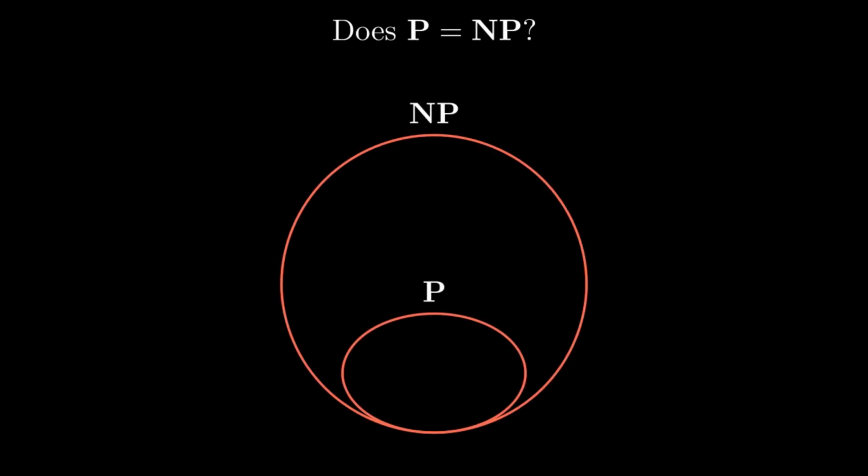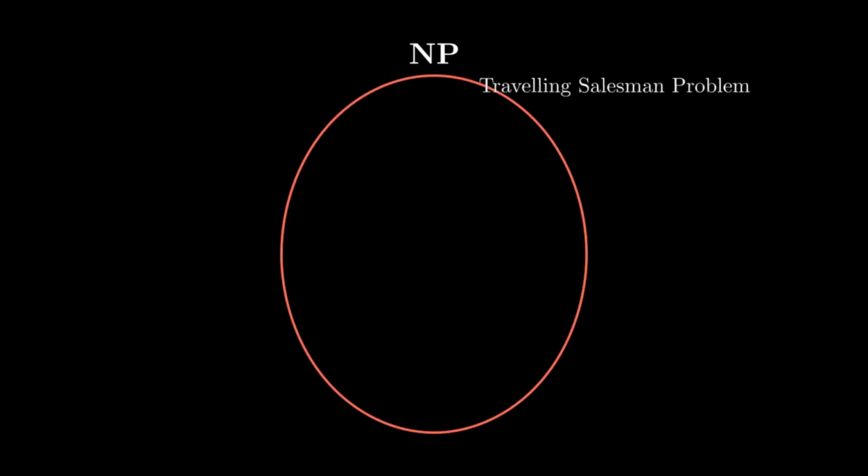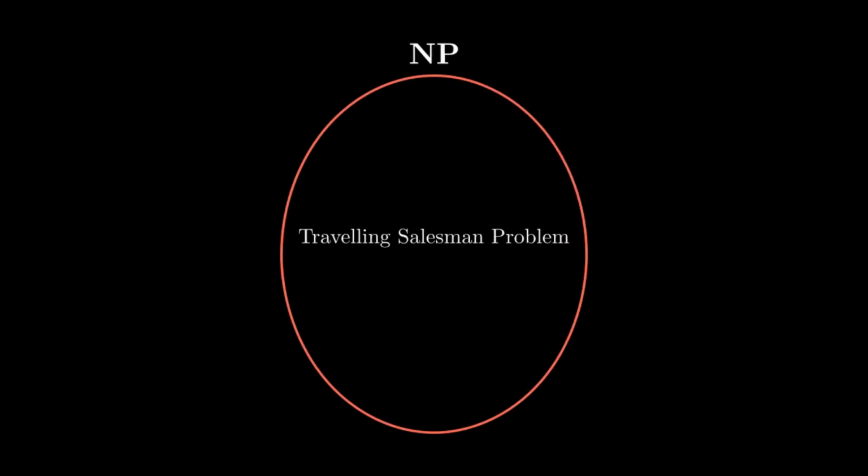The statement of the P versus NP problem is very simple. It asks, does P equal NP? Clearly, every problem in P is also in NP. If we can solve a problem quickly, we can check its solution quickly as well. So in other words, P versus NP asks, are there any problems here that can be checked quickly but not solved quickly? We've already seen that TSP is in NP because we can check any potential solution quickly.